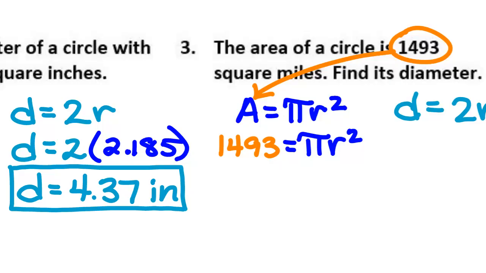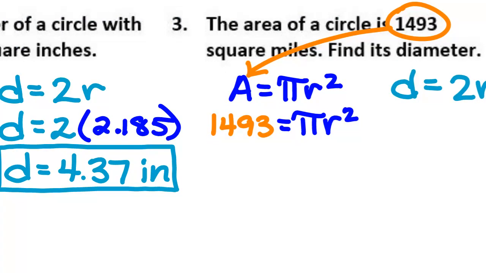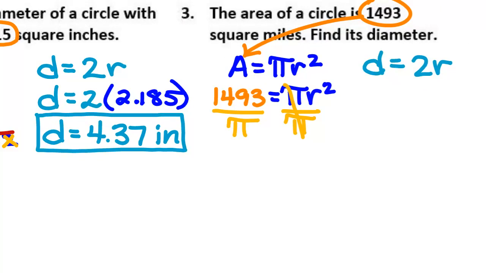Yes, it is. You're welcome. Nice job. So I've already substituted in the 1493 in the place of the area. What do I need to do after that? Divide both sides by pi. What is 1493 divided by pi? 475.236 is equal to r squared.